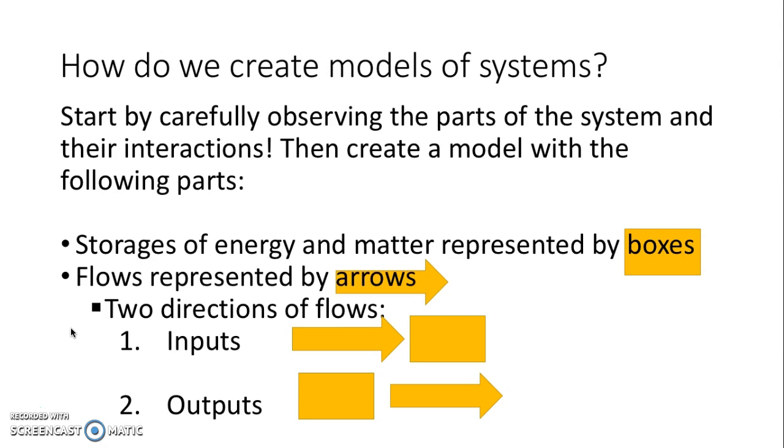There's a general procedure for creating a systems model, and it has a few different parts. Systems models generally contain storages and flows. A storage is a place where energy or matter stays for a while. It's stored there, like when you put food in your refrigerator and store it for a while. Flows just refers to energy or matter moving around within the system. Inputs are the arrows pointing toward the storage. Outputs are the arrows moving away from that storage, whatever the storage might be.